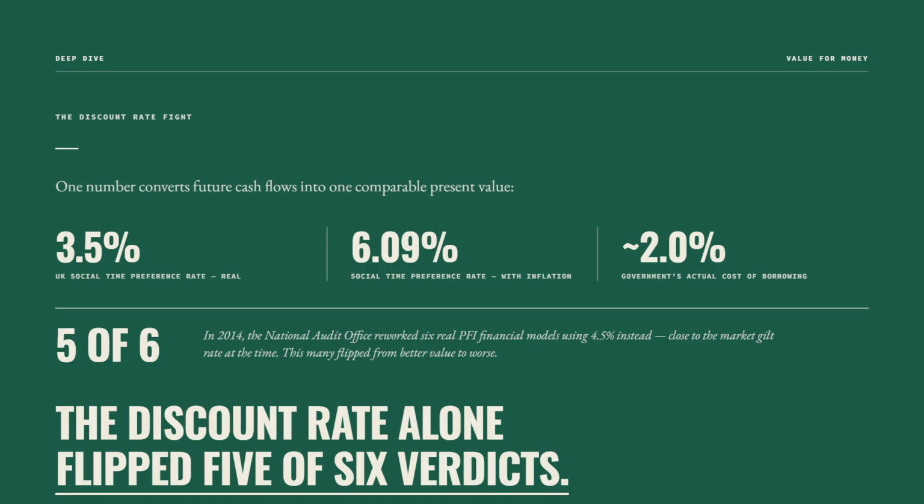In 2014, the National Audit Office reworked 6 real PFI financial models using 4.5% instead, close to the market gilt rate at the time. 5 of the 6 flipped from showing the PFI option as better value to showing it as worse. The verdict, on real projects, rested on which rate got used.